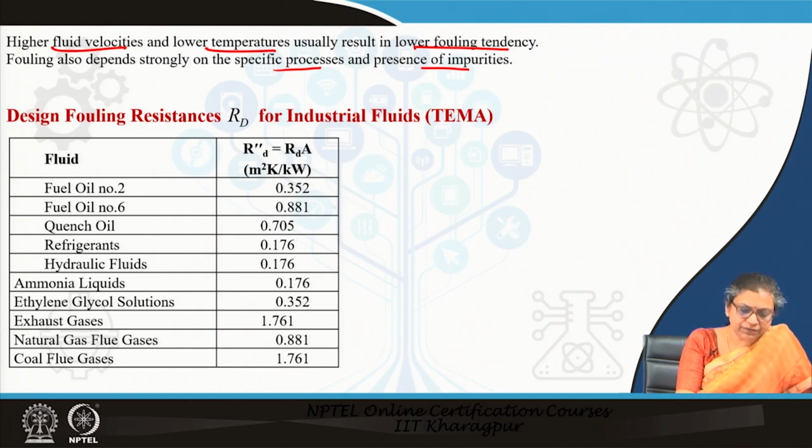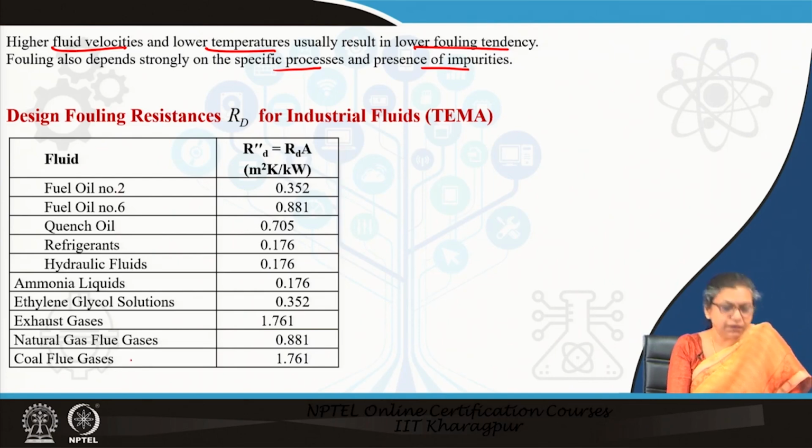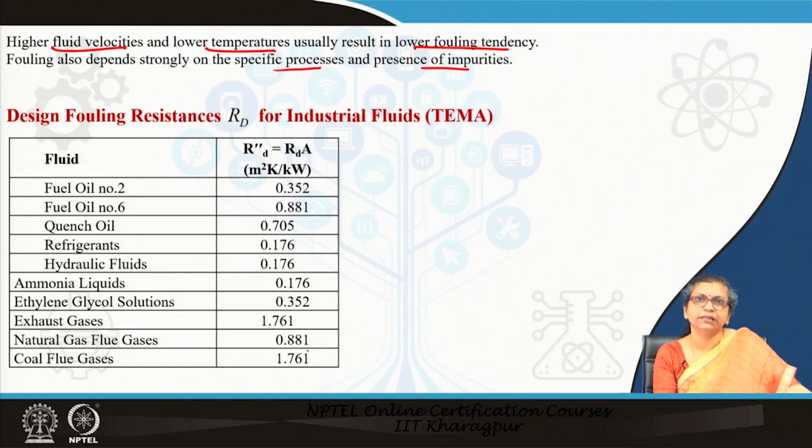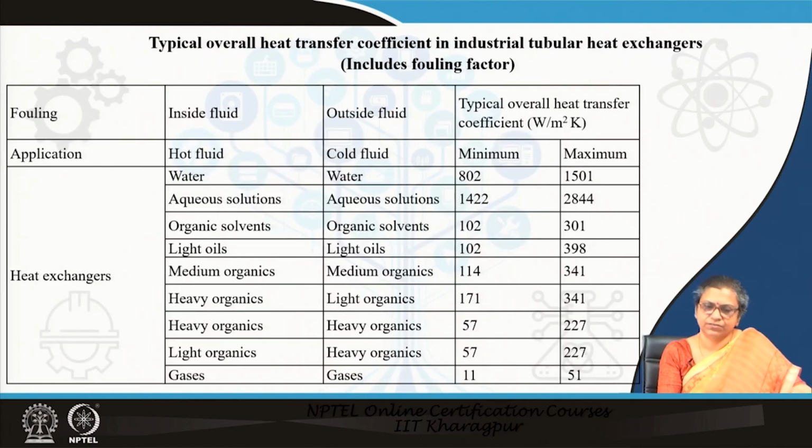Now, here what I have done is, I have just given you the typical fouling factors of certain fluids that are used. Again, remember the example of naphtha that I have given. From that you know that the fouling factor depends upon the specific processes, and so these are just representative values. These values can be taken for the design in order to ensure a longer life without cleaning of the heat exchanger.